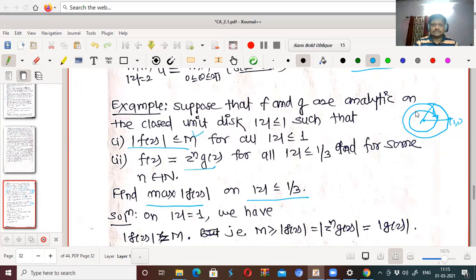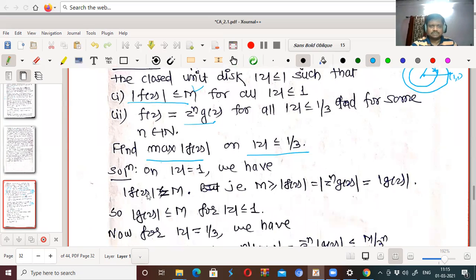Now on mod z equal to 1, we have mod of f of z less than or equal to M. That is, M is greater than or equal to mod f of z, which is equal to mod z raised to n times g of z, which is equal to mod g of z, because mod z raised to n is again 1 on mod z equal to 1. So mod g of z is also less than or equal to M for mod z less than or equal to 1.